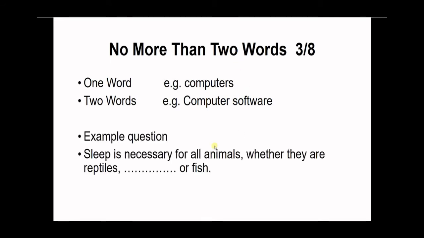So we are looking at this example question. Again, I'll play the audio and I want you to figure out the answer, writing no more than 2 words.